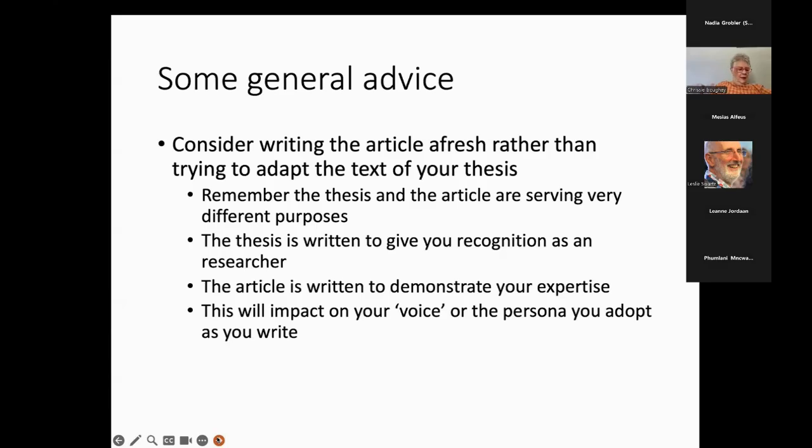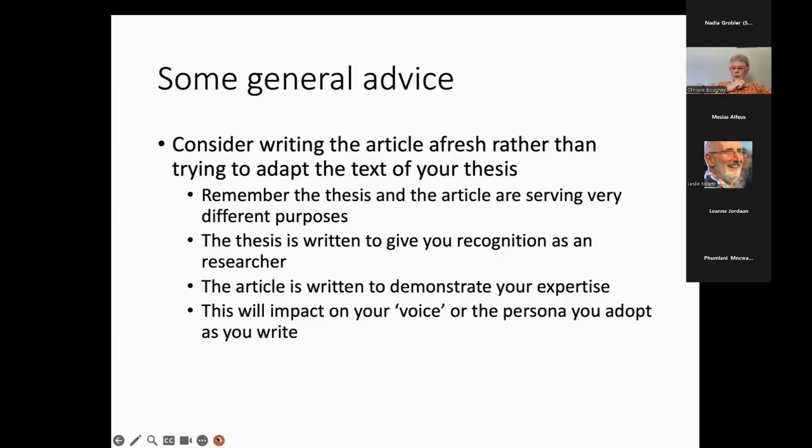I've said this already, and that is, please consider writing the article afresh rather than trying to adapt the text of your thesis. You often save time by writing afresh. Literally, a new file on your computer and you start writing, rather than fiddling with text that you've cut from your thesis, and now you're trying to change that text into your journal article. And remember that the thesis and the article are serving very different purposes.